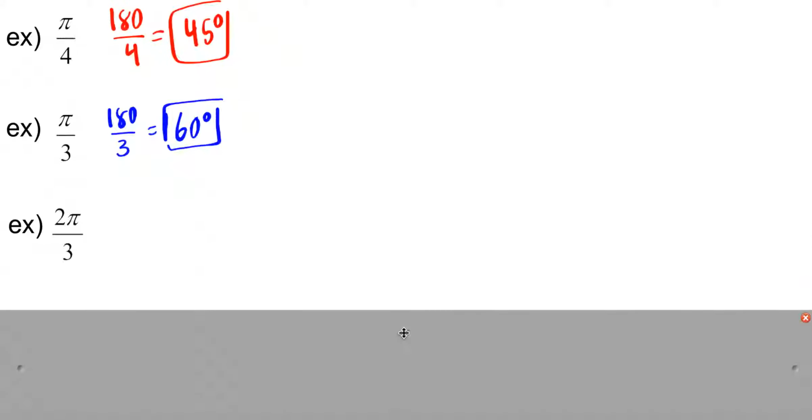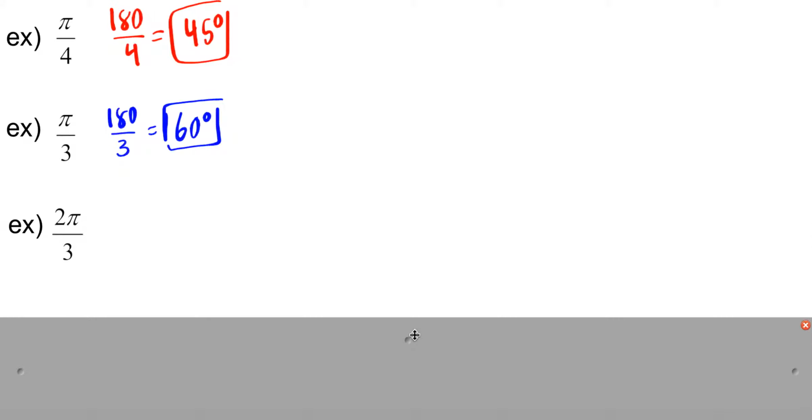All right, now what about this one though? 2 pi over 3. Okay, with 2 pi over 3, we want to go ahead and substitute 180 for pi. So this is 2 times 180 over 3. Now you can do a couple of things here. I don't have my calculator on the screen, so I'm going to go ahead and actually just divide 180 divided by 3 because I know 3 goes into 3 once and 3 goes into 180 60 times. So then all I have to do is multiply 2 times 60 and I get 120 degrees.